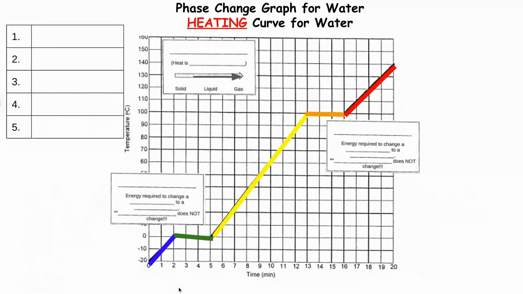As we first take a look at our phase change graph, this is again the heating curve for water. And we're going to go from solid to liquid to gas. You'll notice along the x-axis we have time in minutes, and along the y-axis we have the temperature in degrees Celsius. So before we start the clock, we are at negative 20 degrees Celsius. And then we take the temperature every minute as we go.